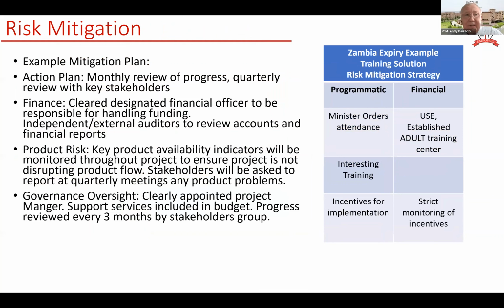So, an example mitigation plan: I'm going to monitor the action plan. I'm going to do a monthly review of progress and see how well we're doing. I'm going to check with finance that it's all working. Product risk, I'm going to check all the products are there. And government oversight, I'm going to have the auditors look at everything afterwards. And that's all, just a very basic mitigation plan.